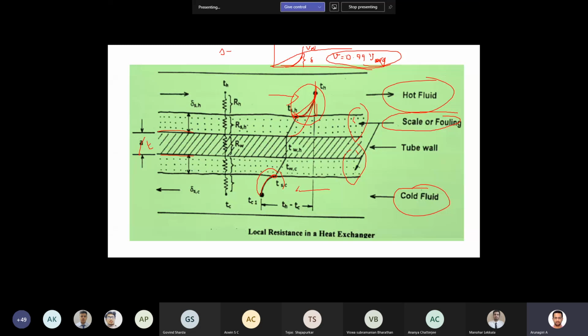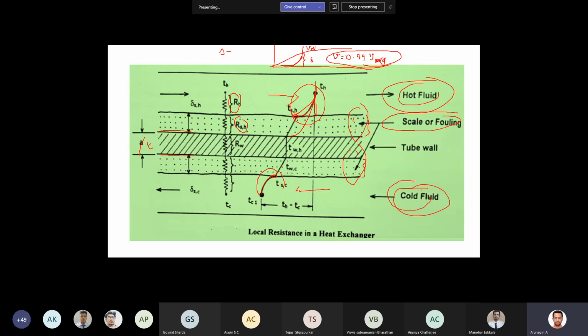This fouling is formed on both sides of the wall because of the nature of the hot fluid and cold fluid. This also offers one resistance, called film resistance. So this is scaling or fouling, on both sides. It is very difficult, because over the period, this settling of particles on the surface takes place.